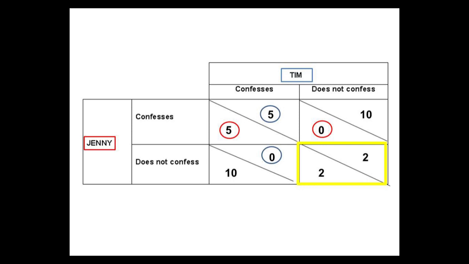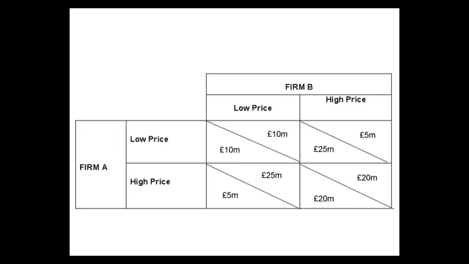We can apply the same idea to businesses, primarily by thinking about the prices that two firms in the same industry might charge for a good. So both firms could charge a low price. If they both charge a low price, they'll both make £10 million in profit. They could both charge a high price, at which point they'd both make £20 million in profit.